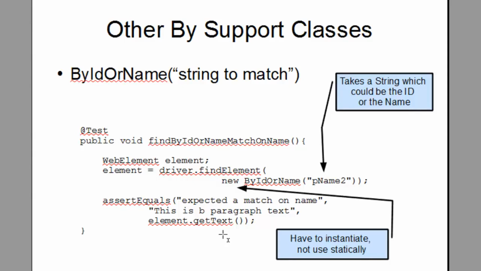I've never needed this, but it's worth, again, being aware that it's a support class. If you do have the circumstance where the object you're looking for moves between an ID or a name, this may be absolutely perfect. But the other thing to look at for ByIdOrName is that it's another example of how to extend the By class.